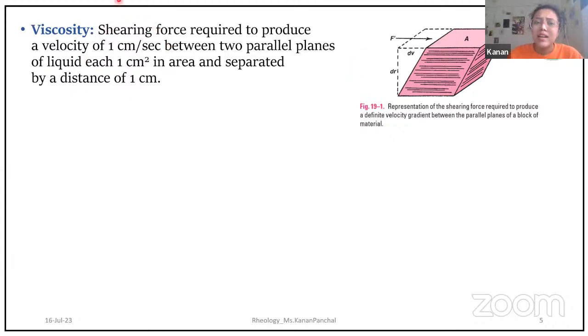And now this is a scientific or technical definition of viscosity. But basically viscosity is nothing but resistance to flow. So the shearing, and agar ye hum equation dekhe, I don't know why am I not able to use the pen here.